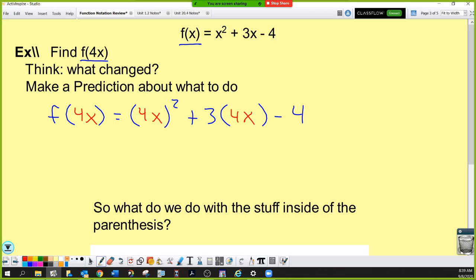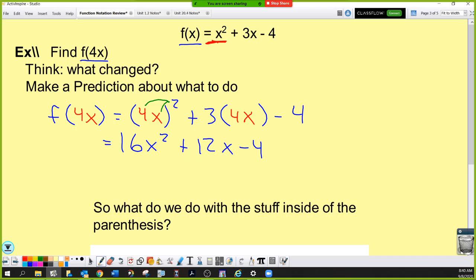You see, parentheses are necessary. The students that don't use the parentheses right here will get a wrong answer. Because the students that don't use parentheses will say, oh, that's just going to be 4x squared. No, it's not. Because right here, your job is to square the 4 and the x. So what you would get is 16x squared. And then 3 times 4 gives me 12.